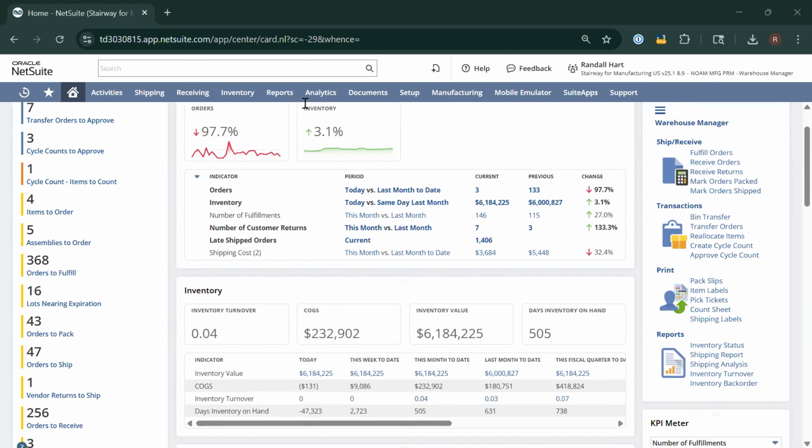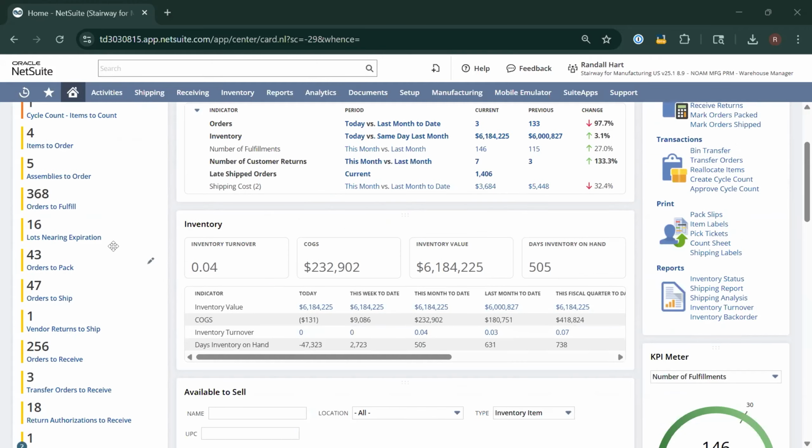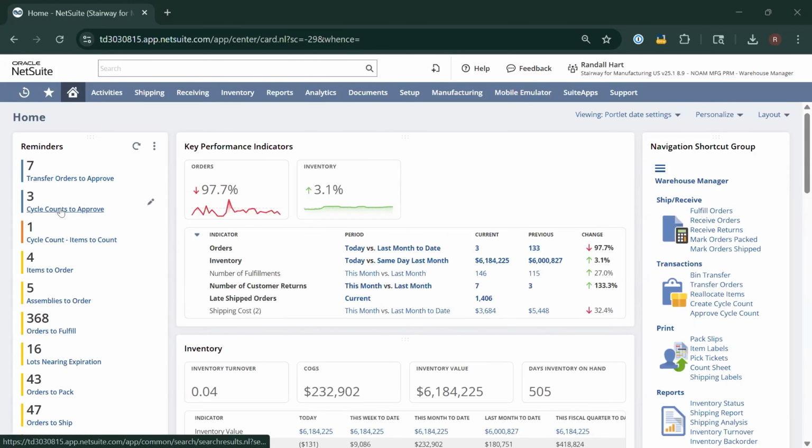So a couple of things here. Let's start with our reminders. As always, reminders should help drive daily action. For our purposes today, there's a couple of things we're going to look at. The prime ones are going to be cycle counts to approve and items to count.